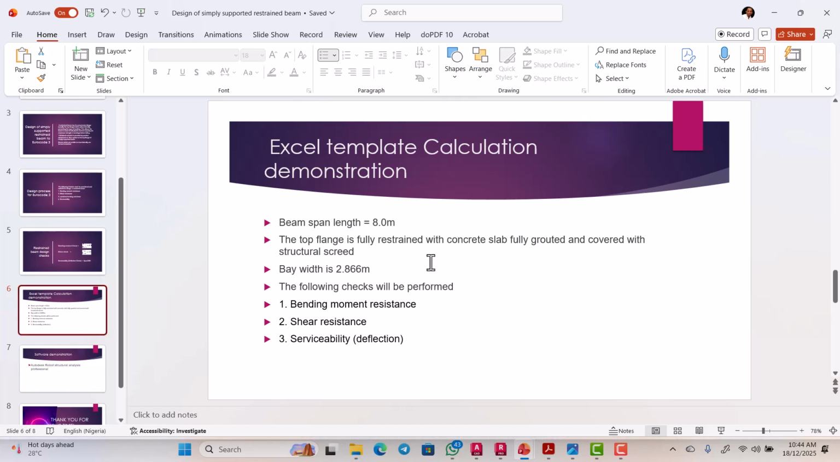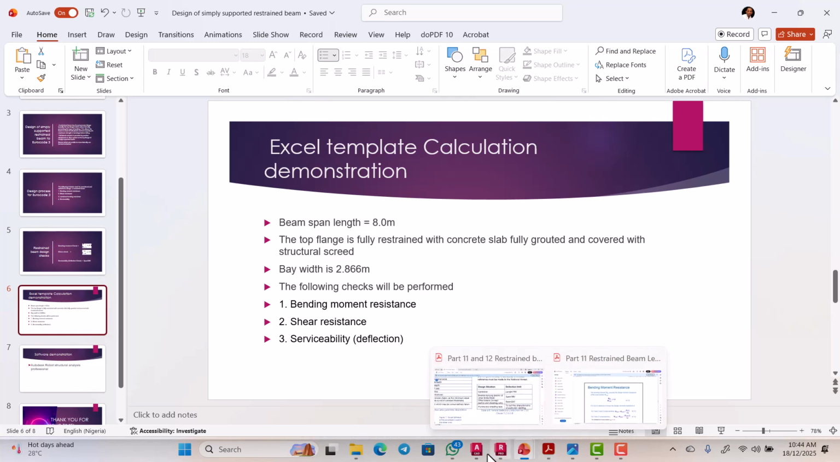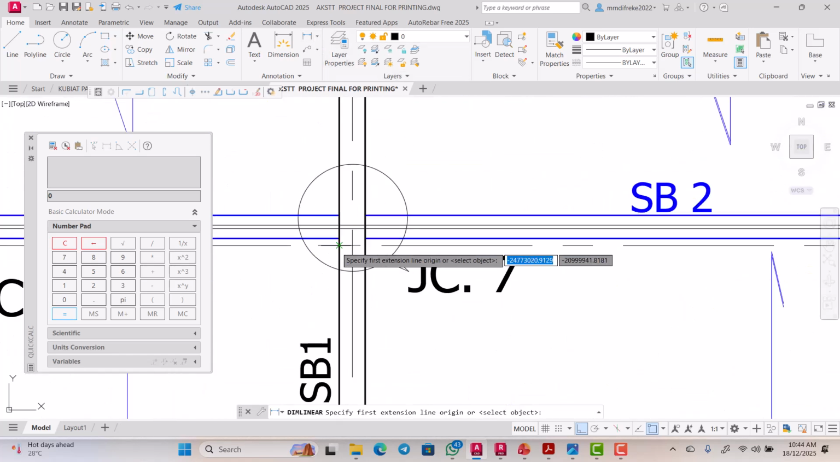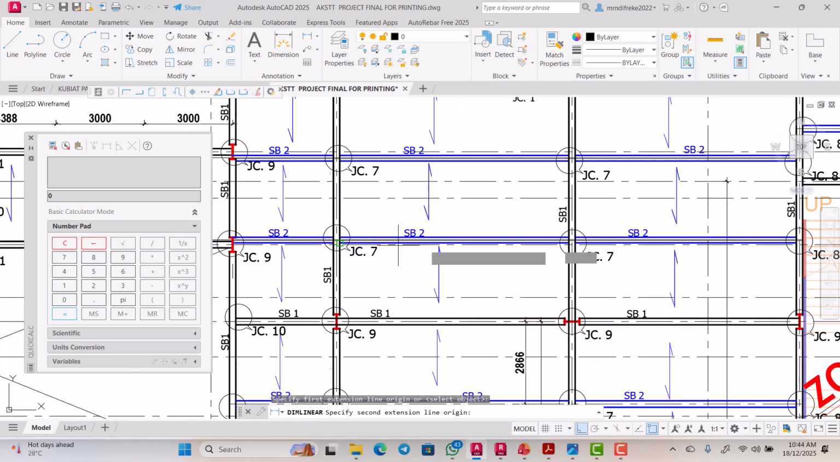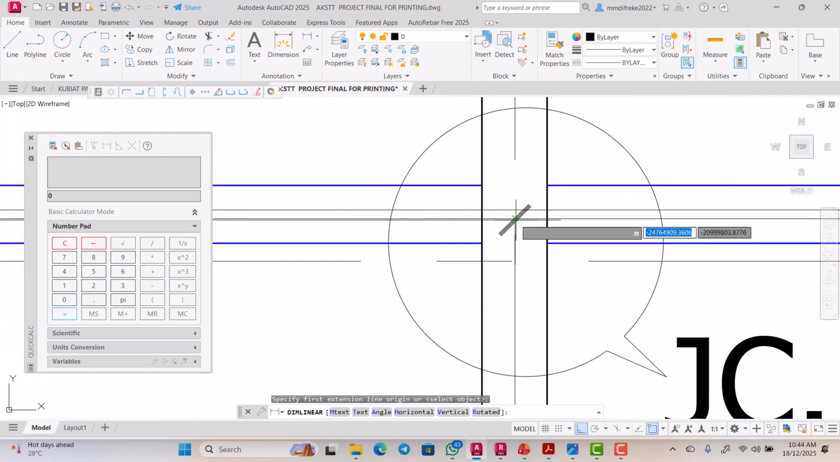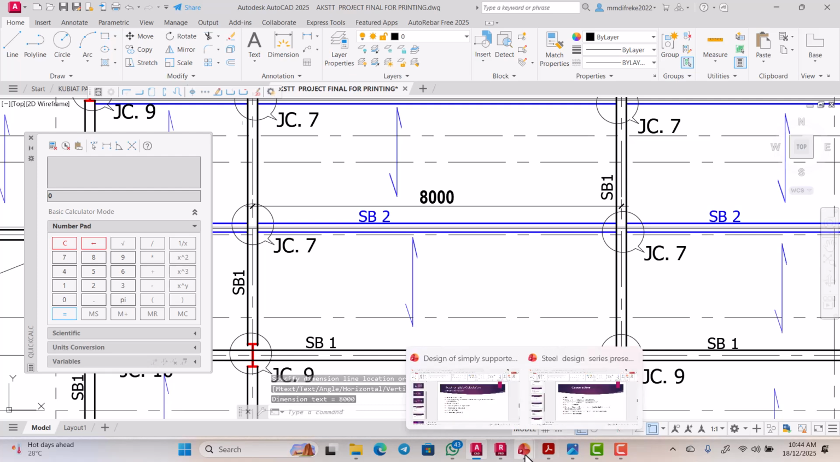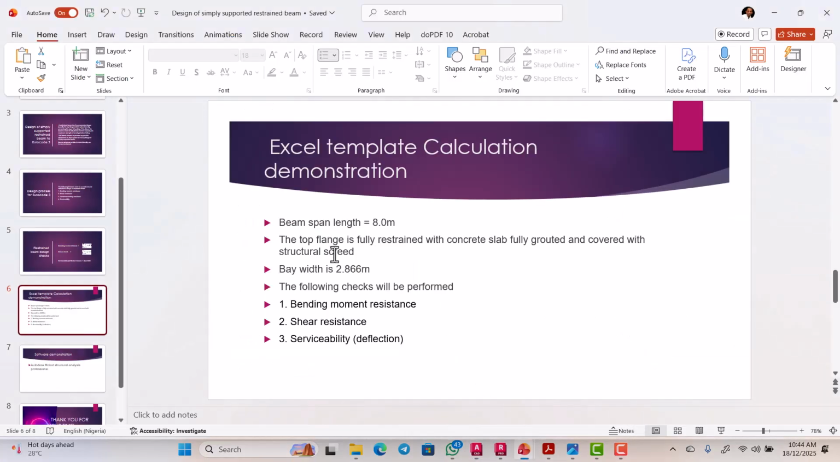Okay, so in our next video, we are going to do an Excel template calculation demonstration. The restrained beam that we are going to consider will have a span of 8 meters. We are going to design this beam. Let's confirm the span of this. So this is 8 meters. So we are going to design that beam.